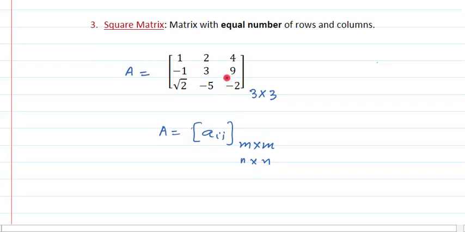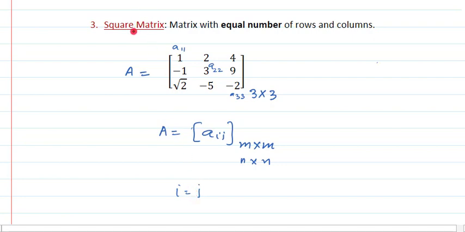One thing more we should know about square matrix. In a square matrix, we call these elements like 1, 3, minus 2 diagonal elements, and other elements like 2, 4, 9 and minus 1, root 2, minus 5 are called non-diagonal elements. What does it mean? As we know, this element is A11, this element is A22 and minus 2 is A33. It means when in a matrix i is equal to j.